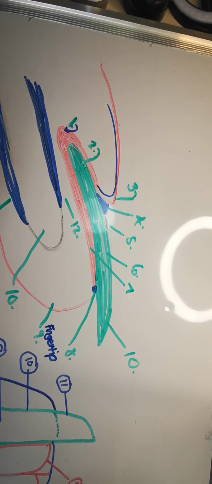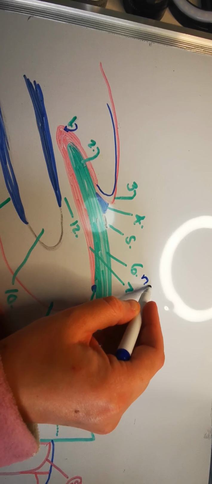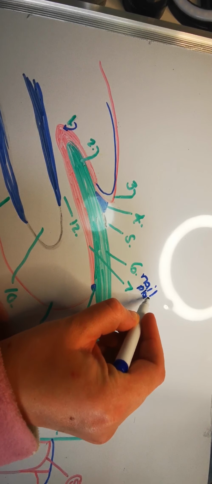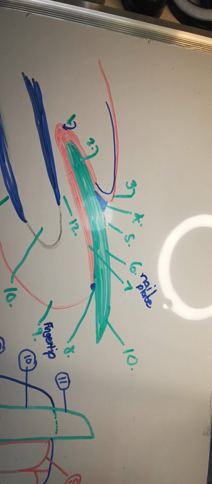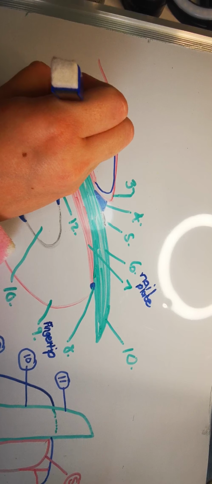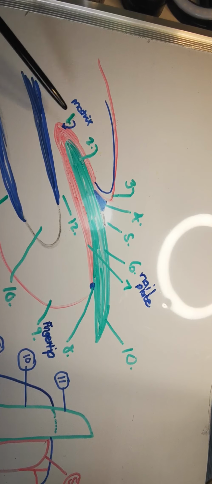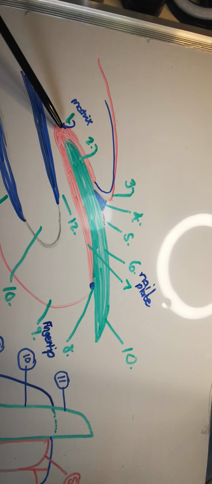And then this green part over here is what we call your nail, right? But scientifically we call it the nail plate. Okay, so let's go back to number 1 over here. Number 1 is your matrix. That is where your nails grow from. Okay, so your nail grows from the matrix.